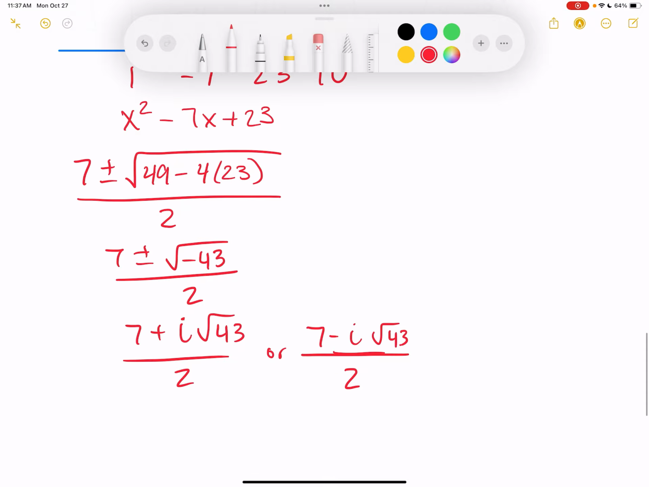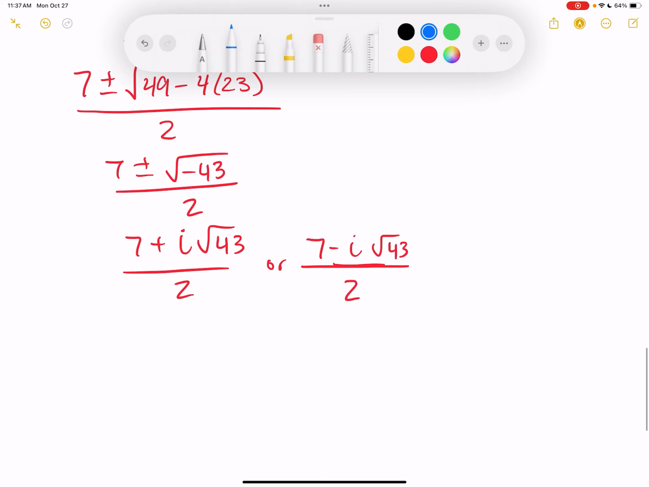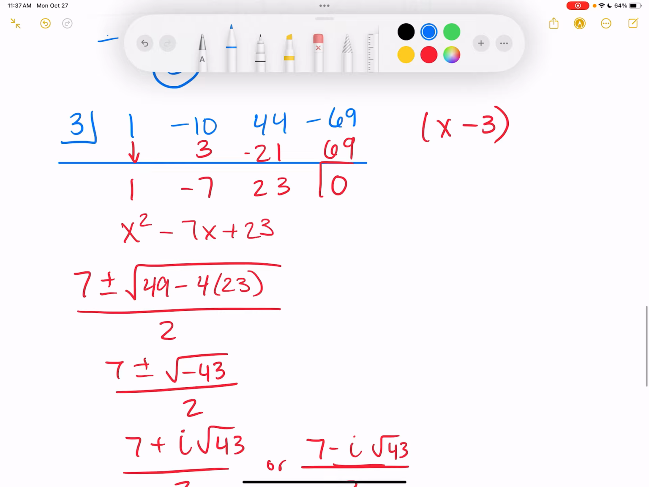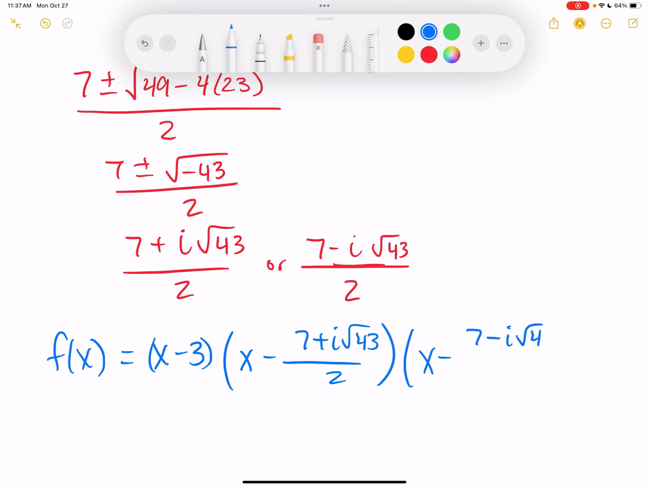So my answer then is f of x equals x minus 3 times x minus 7 plus i root 43 over 2, and another x minus 7 minus i root 43 over 2. No, because if you multiply it all out, you're going to get right back to where you started.